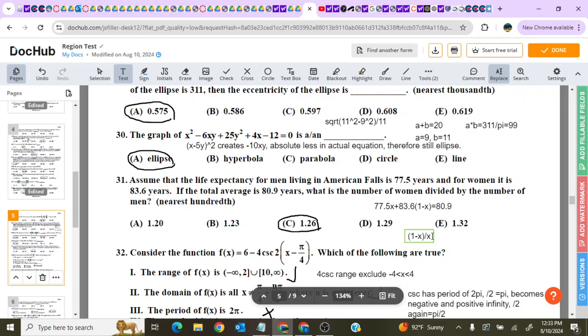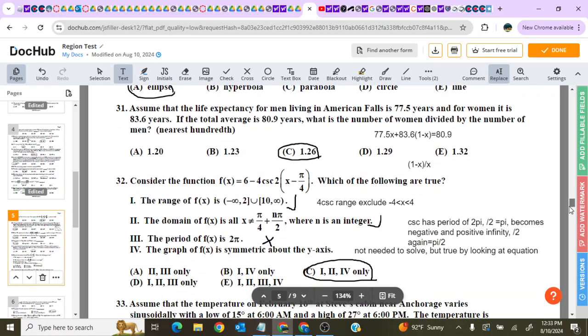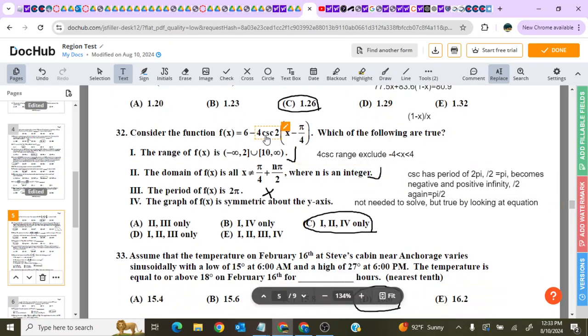Consider the function shown here, which of the following are true. The range of the function is negative infinity to 2 union 10 to infinity. This is true because of how cosecant works. It goes from 1 to infinity and negative 1 to negative infinity. And this negative 4 means that its amplitude is multiplied by 4. Therefore, it goes from 6 being the center and having 5 and 7 be your bounds, to having 2 and 10 as your bounds.